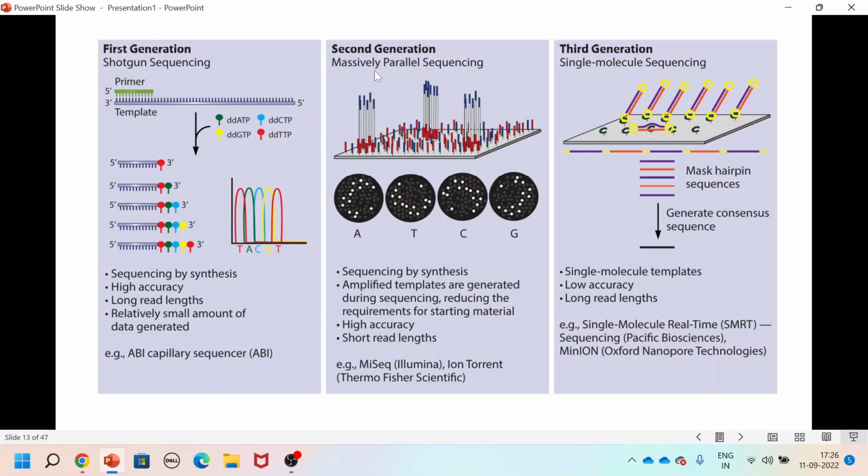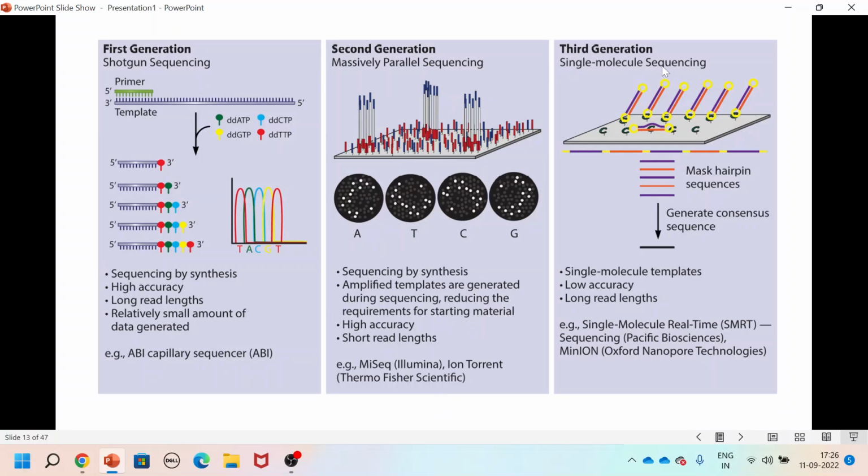The second generation sequencing is also known as next generation sequencing. It involves massively parallel sequencing, and the sequencing is also done by synthesis. Amplified templates are generated during sequencing, reducing the requirements for starting material. Accuracy is high, but the read lengths are short. Examples are MiSeq, which is Illumina, and Ion Torrent, Thermo Fisher Scientific. This also we will discuss later.